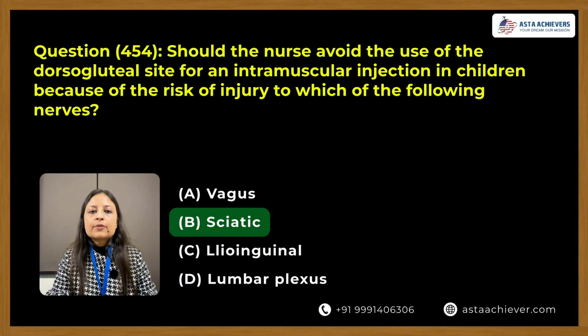Question number 454. The nurse should avoid the use of the dorsogluteal site for an intramuscular injection in children because of the risk of injury to which of the following nerves? Option A, vagus. Option B, sciatic. Option C, iliac. And option D, lumbar plexus. So option B, sciatic nerve, is the correct answer.